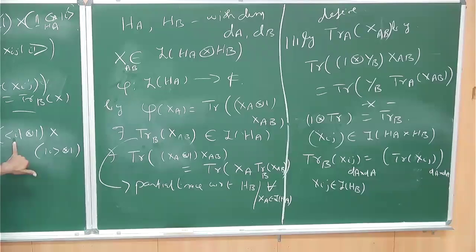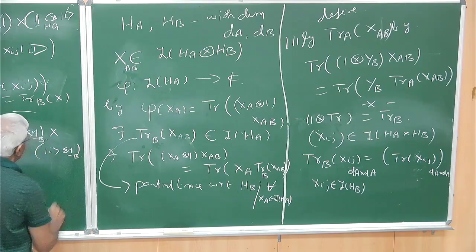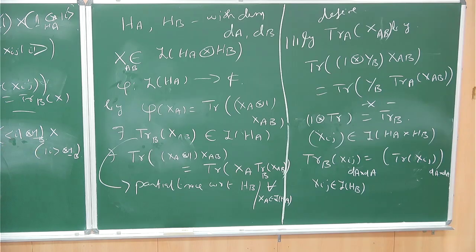What is this matrix? This is 1 in HB. If you have anything tensor 1, then this I is just the vector with 1 at the ith place, everywhere else 0. So this will be a row of matrices, where in the ith place there is an identity instead of 1. This is also a column of matrices. In the ith place, it is 1b.